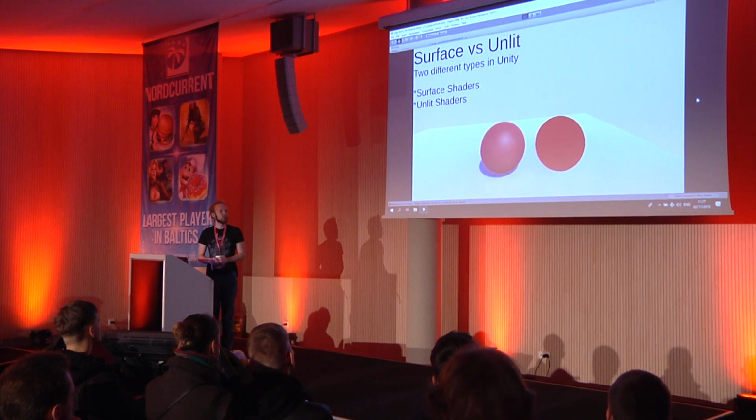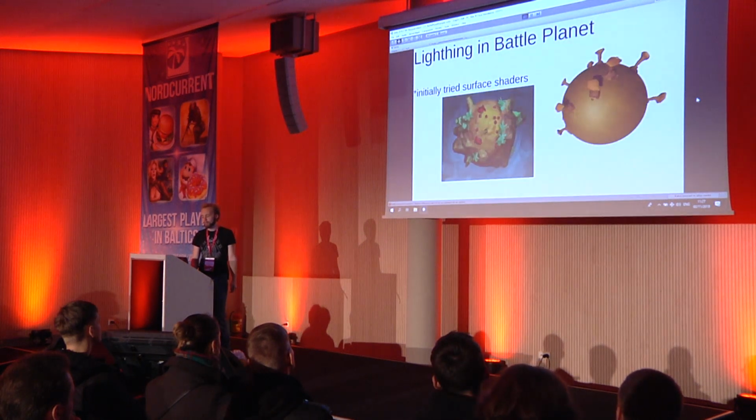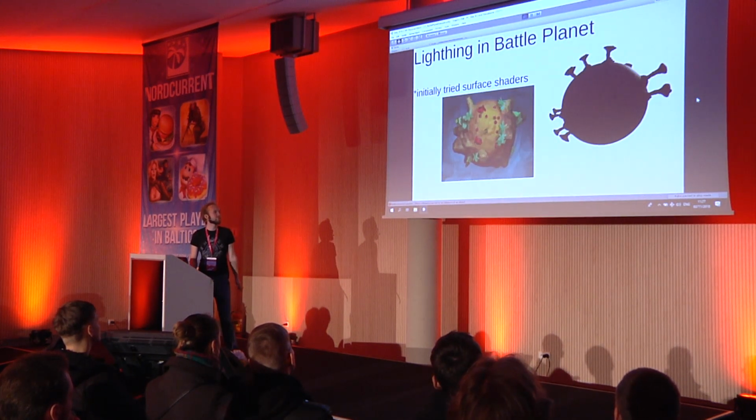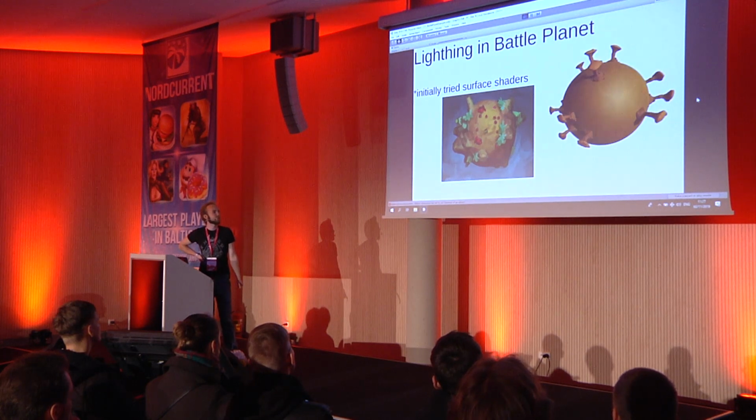So for example, if you make a game that has to run on super old devices, then you probably want to use unlit because it's more performant. But you can use surface shaders even on mobile games if you target somewhat modern devices. But it can still be a stylistic choice. So for example, in Battle Planet, this is what the early concepts looked like. And in the beginning, we thought, hey, nice, we're going to have realistic lighting.